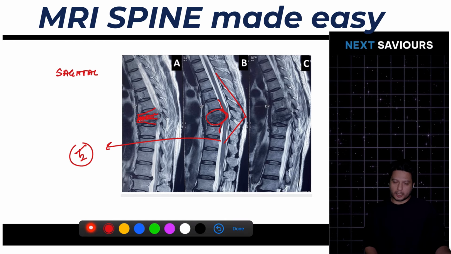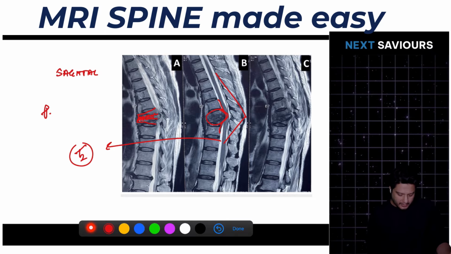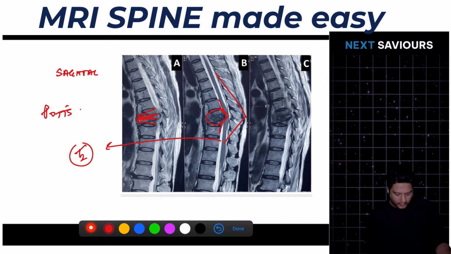Just by looking at the MRI image, you can conclude that the image that you are going to visualize is that of Pott's spine.